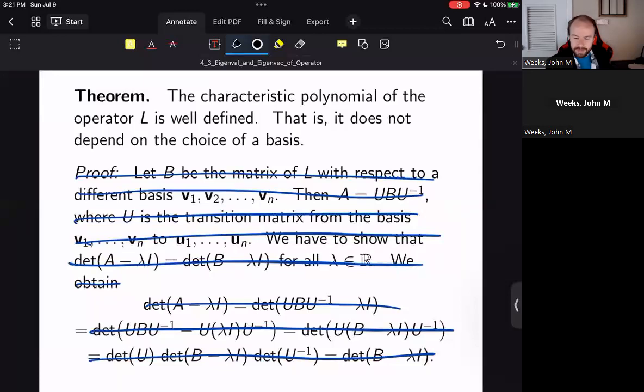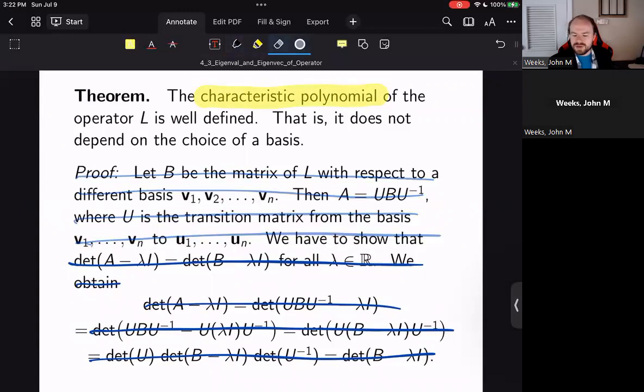The answer is no. The characteristic polynomial does not care about your basis. It is always going to give you the same eigenvalues and eigenvectors, regardless of what basis you choose. Now, those eigenvectors might be written in terms of the new basis, but once you get everything in the same coordinate system, it's all the same eigenvectors. So let's talk about what that proof looks like a little bit.